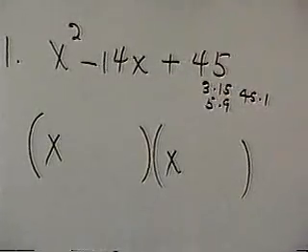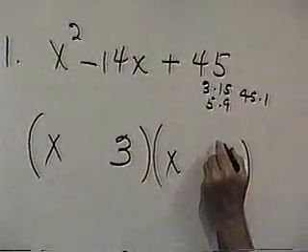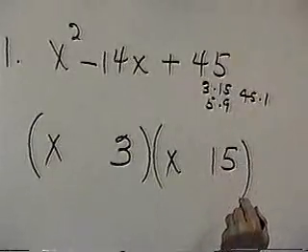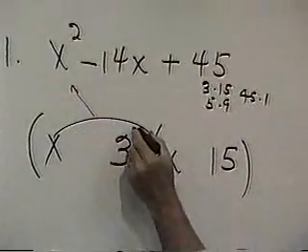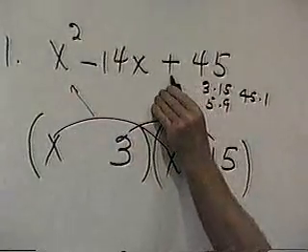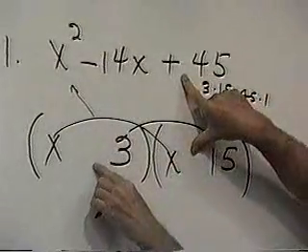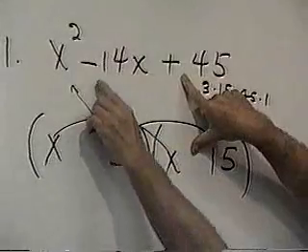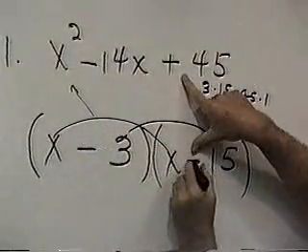Okay? So let's try the 3 and the 15 first. So we put a 3 here and a 15 here. Okay, first times the first, that checks. Last times the last, that checks. Wait a minute, that's a plus now. So if this is a plus, these two signs are either going to be 2 pluses or 2 minuses. Looking at the middle term, it says that it's going to have to be 2 minuses.